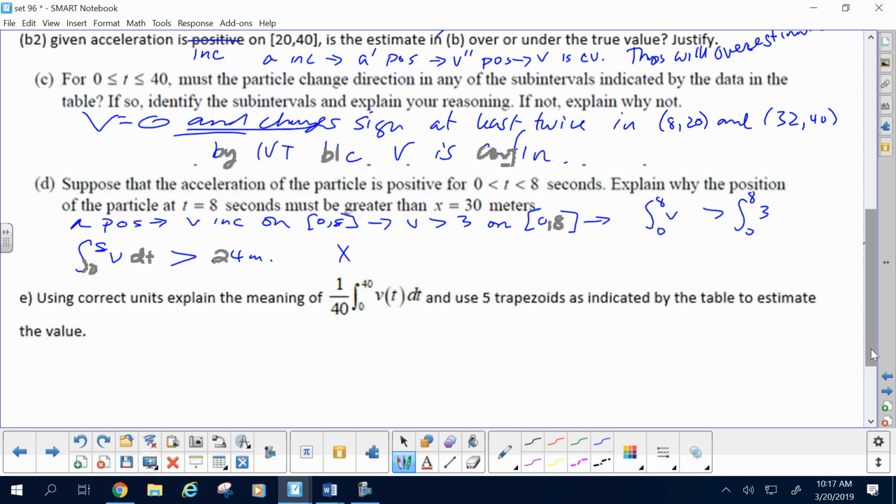Now, x at 8 is x at 0 plus the change. Sorry, focusing on x at 7. Then x at 8 must be at least 7 plus 24 meters, and therefore x at 8 must be greater than 31 units.